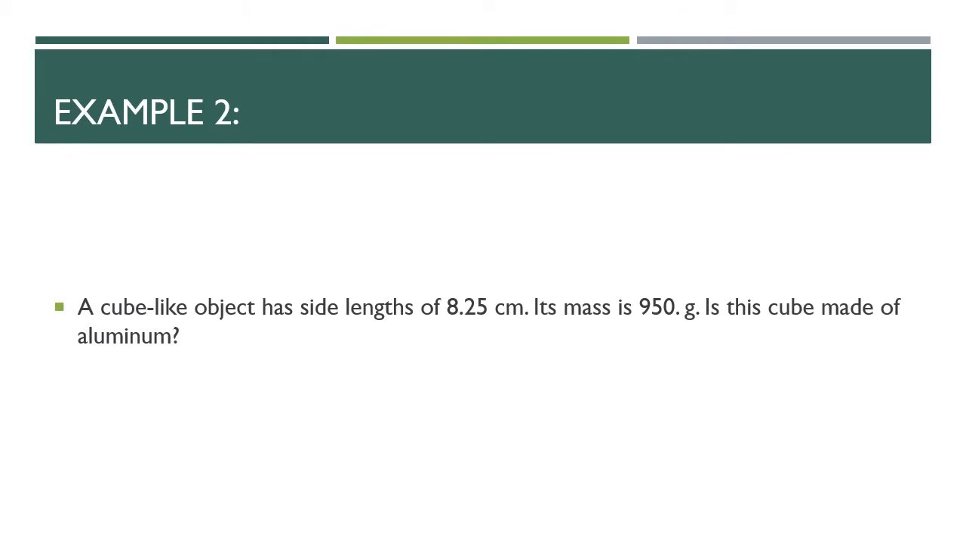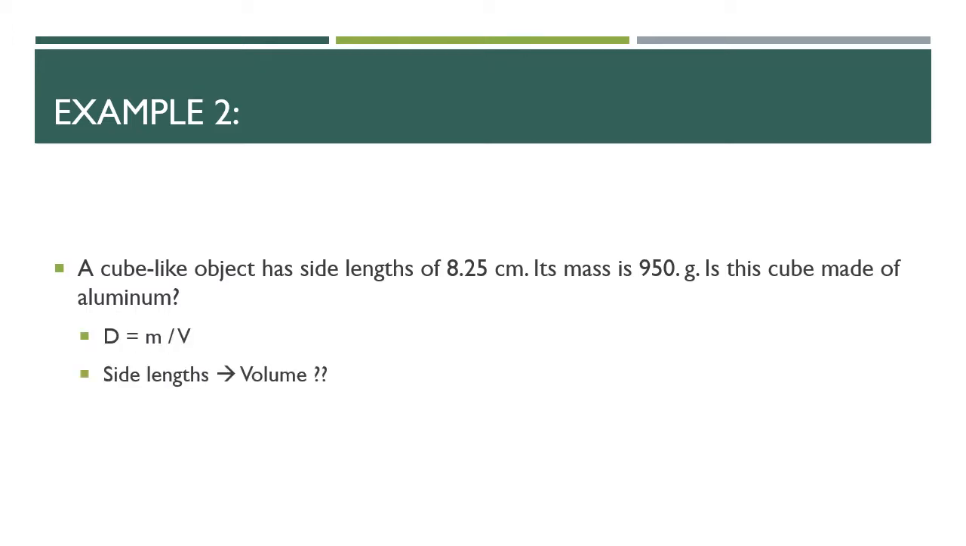Let's take a look at a second example. A cube-like object has side lengths of 8.25 centimeters. Its mass is 950 grams. Is this cube made of aluminum? We mentioned earlier that density is a characteristic property. So if we calculate density, then we should be able to determine if this object is made of aluminum. Density is equal to mass divided by volume. We are trying to solve for density, so we do not need to rearrange this formula.